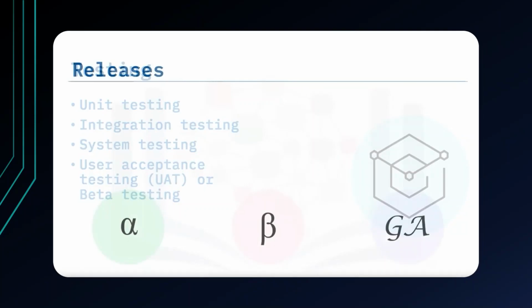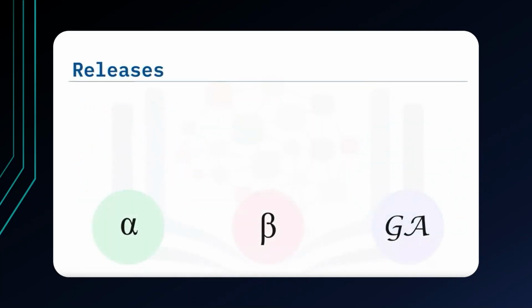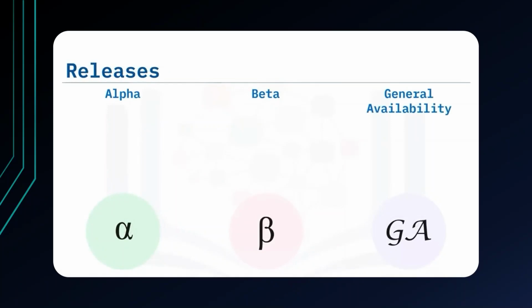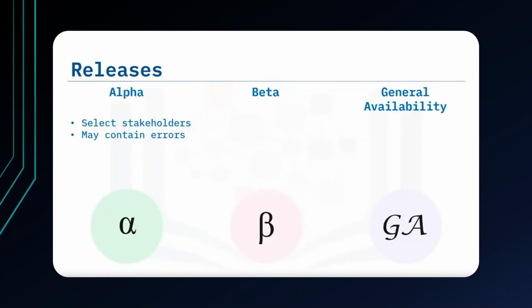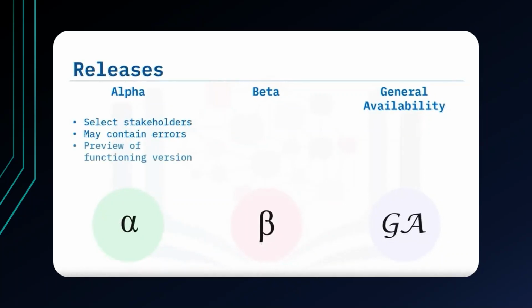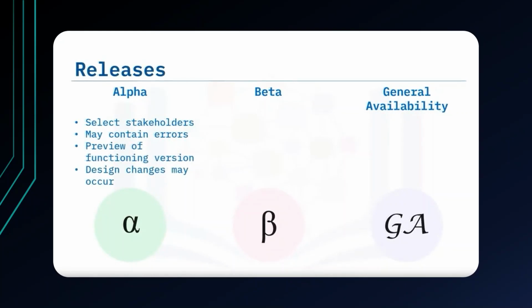When the newest version of the software is distributed, it is referred to as release. Different types of release are intended for different audiences. There are generally an alpha, beta, and GA release. GA stands for general availability. The alpha version is the first functioning version of the system, released to a selective group of stakeholders. The alpha release likely contains errors and may not contain the full feature set, but does contain most of the desired functionality. Design changes may still occur during this release stage.